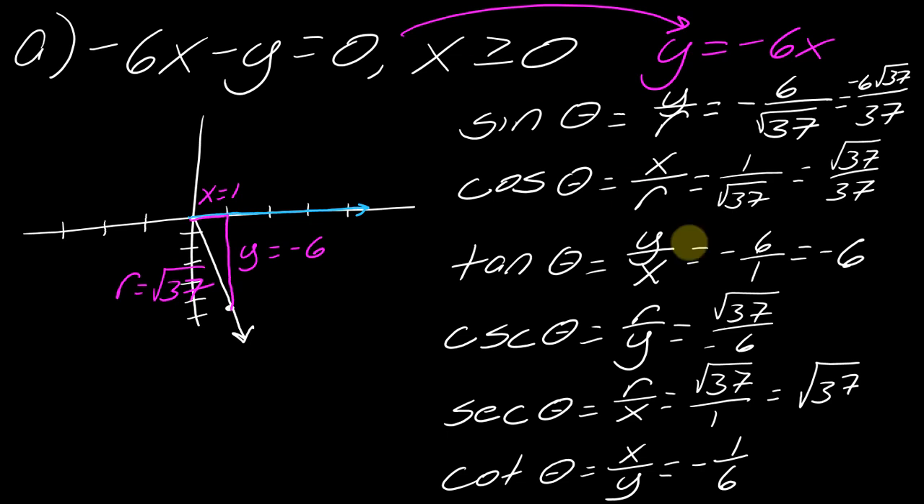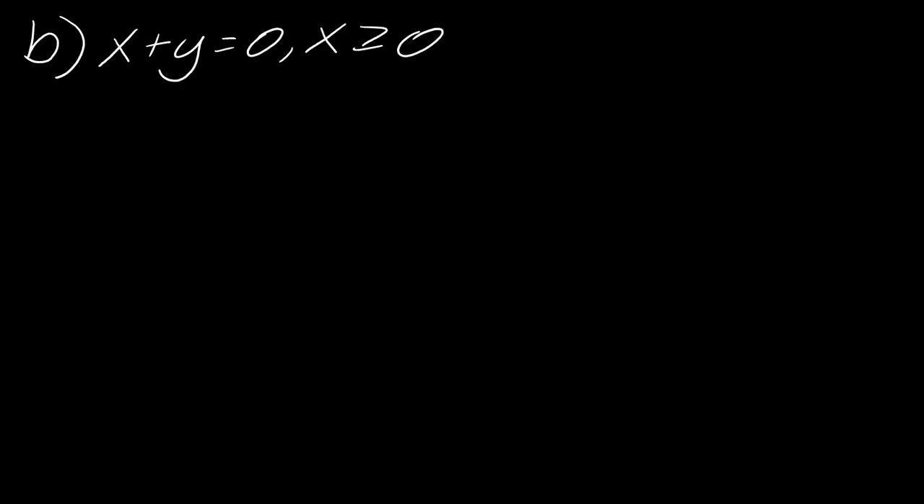And then the rest, as we just continue on with that. So I've got the square root of 37 over negative 6. I've got the square root of 37 over 1, and then negative 1 over 6. And you will note that these are all reciprocals of one another, and we'll make a bigger deal about that later on. Okay, so moving on to example B.